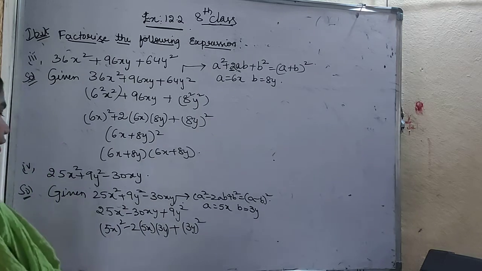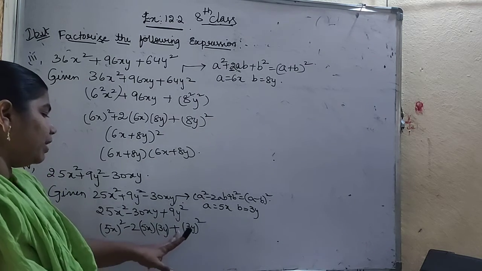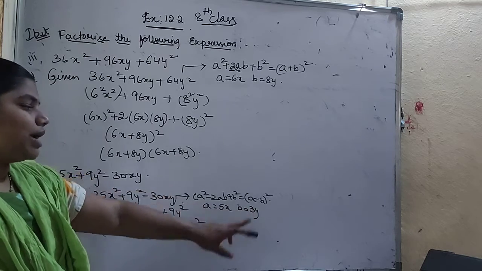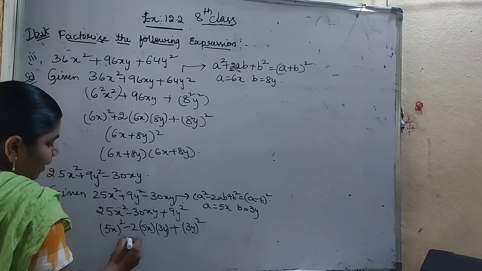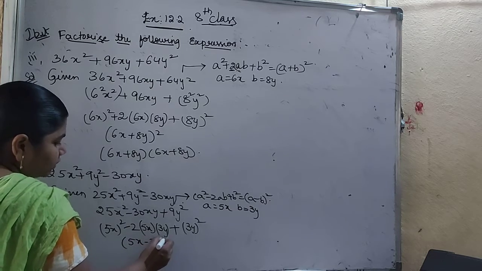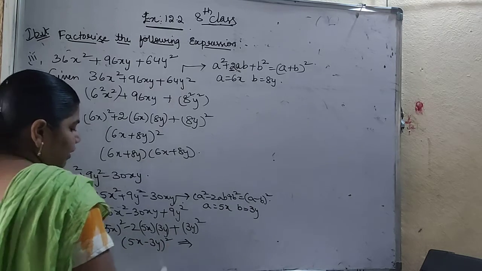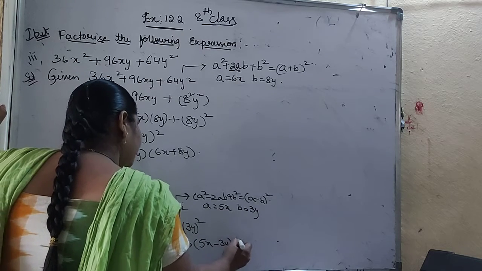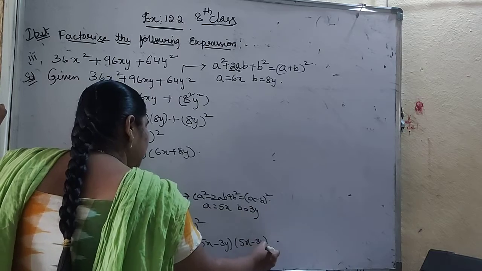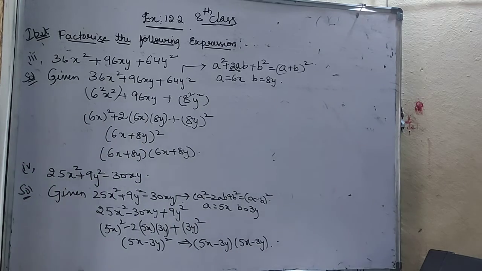Now it has been converted to a square minus 2ab plus b square. So we can write it as a minus b whole square, which is nothing but 5x minus 3y whole square. So we can write it as 5x minus 3y into 5x minus 3y. So this is our fourth solution. Now fifth one.